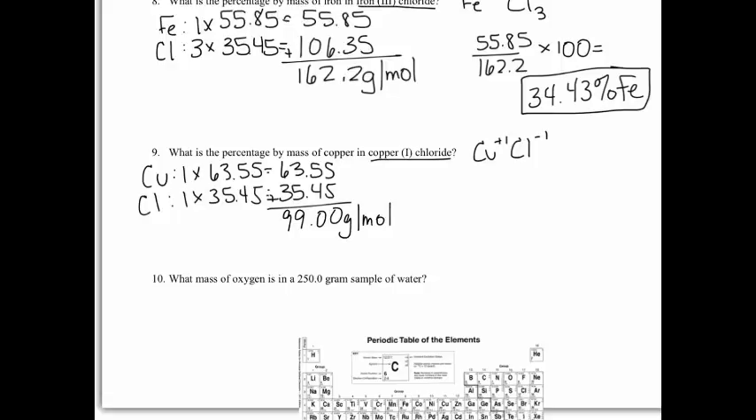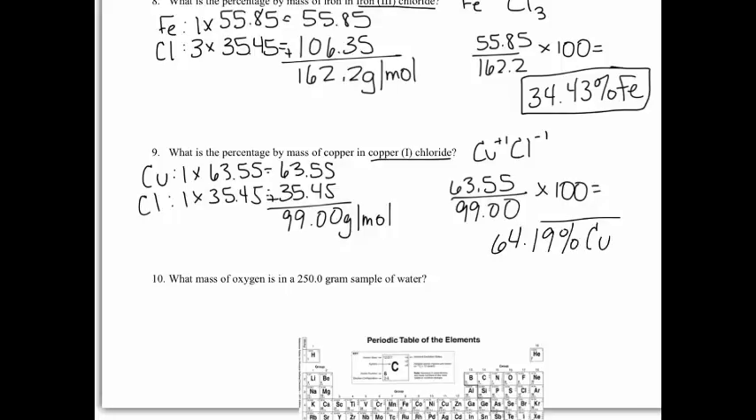All right, so now we're looking for copper in the copper(I) chloride. So the copper, it's 63.55 is the part, GFM is the whole, and we're looking for the percentage, so we're going to multiply by 100. And when you do, you get 64.19% copper in copper(I) chloride.